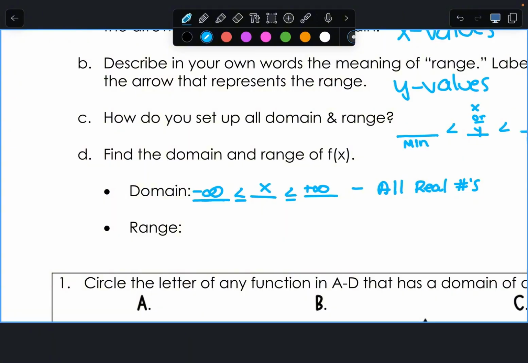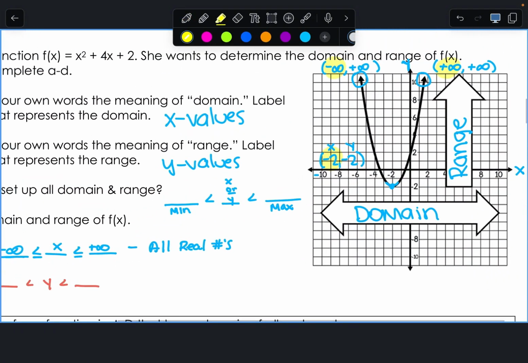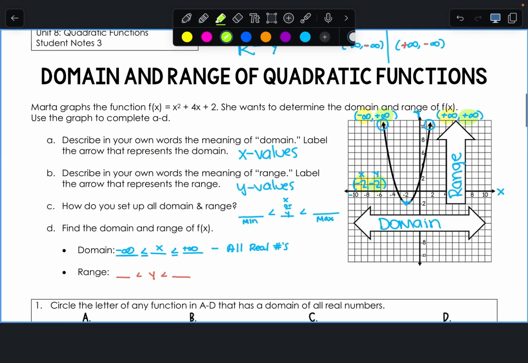So let's do the range. You put a y in the middle for range, because those are your y values. Look at all 3 y values that you marked down. What's the smallest y value? -2. So -2 goes on the left, and that would be a closed circle because you don't see a physical gap. Unless you see a physical gap in the parabola, it's still closed. And what's the highest y value? Positive infinity.